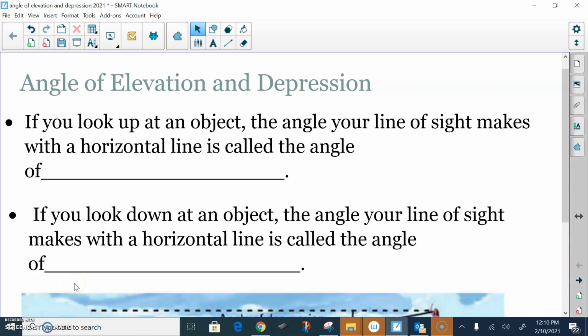This is Honors Geometry, Angle of Elevation and Depression. So we're going to use what we learned and we're just going to turn it into word problems. The first thing I want to talk about is something called angle of elevation.